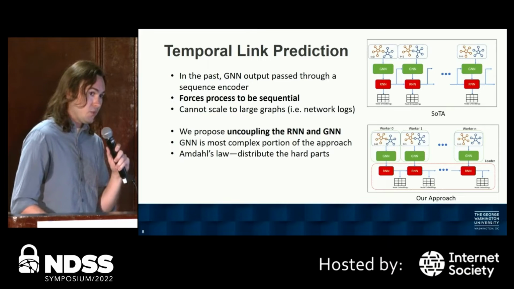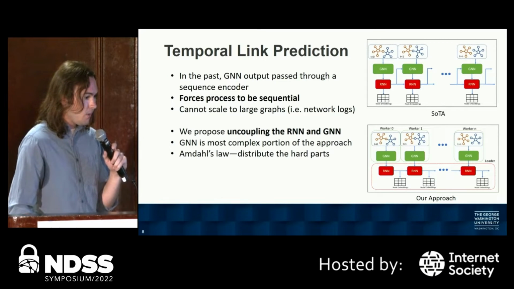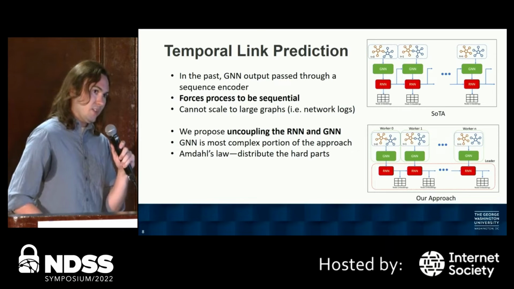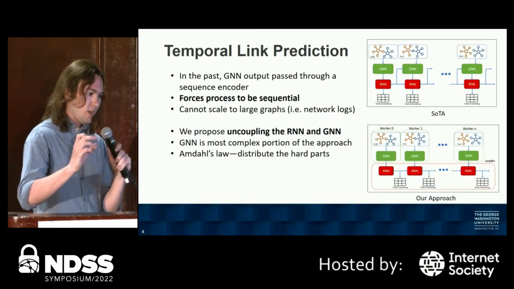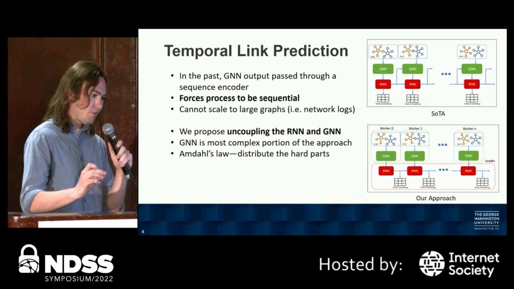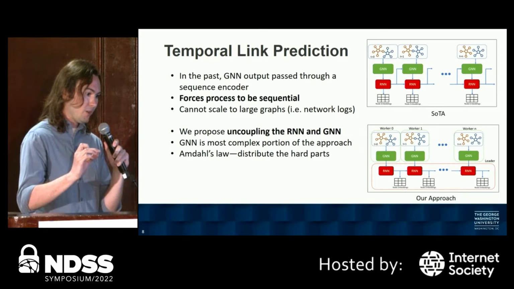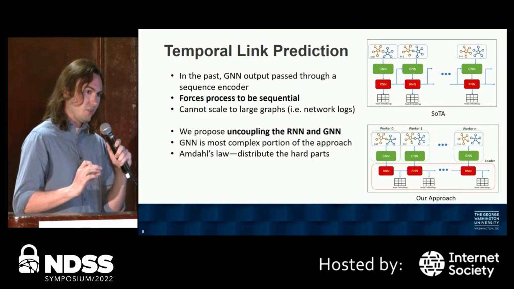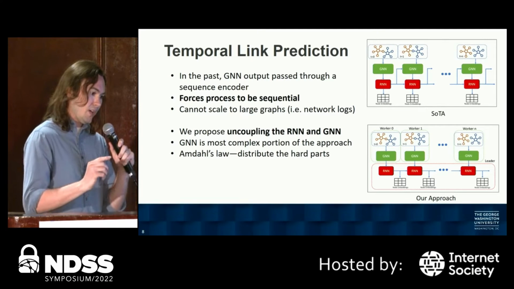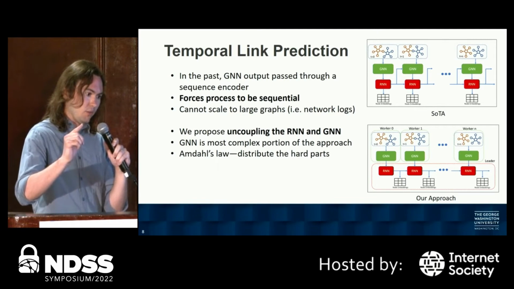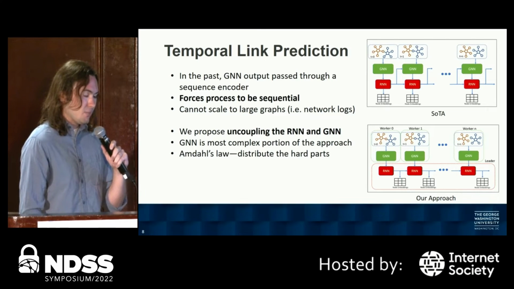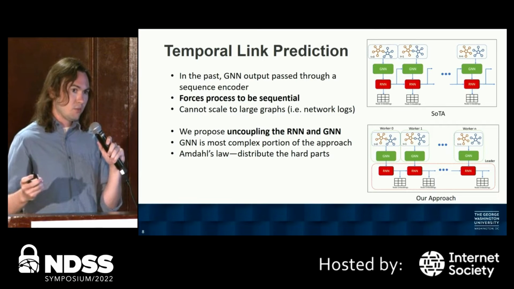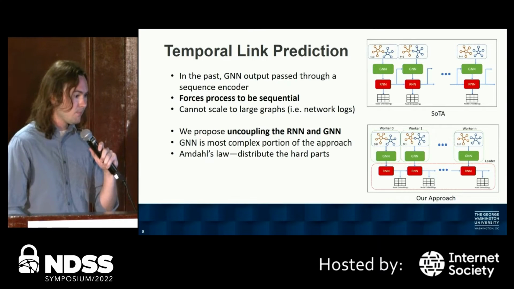So how do we actually do temporal graph link prediction? Well, the state of the art, as far as we could tell, takes those graphs and passes them through a graph neural network. The output of that graph neural network goes into a recurrent neural network. Then the output of the recurrent neural network is your node embeddings that you'll use for link prediction, as well as the next input for the graph neural network. This means that we necessarily have to process all of these graphs in serial. We can't do it in a distributed manner.